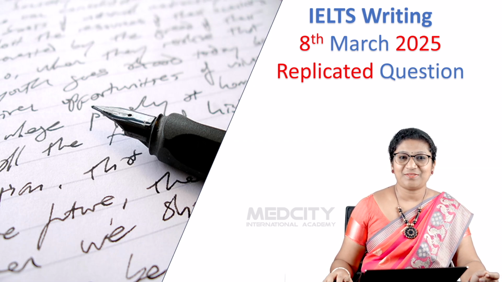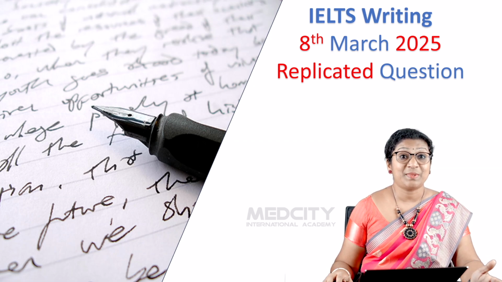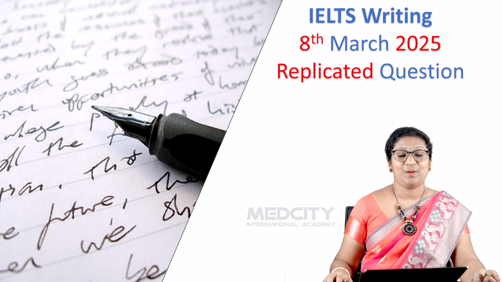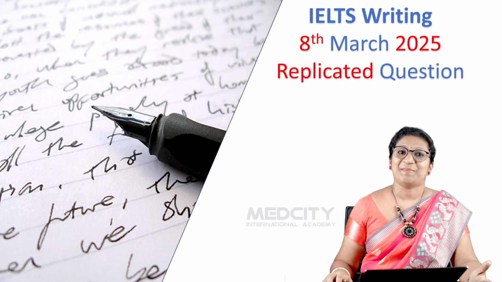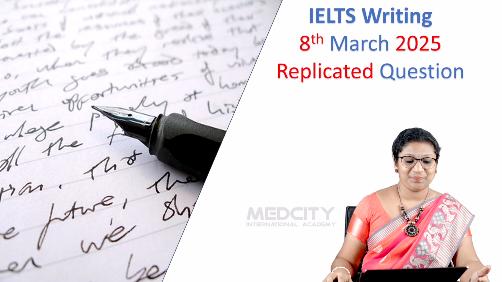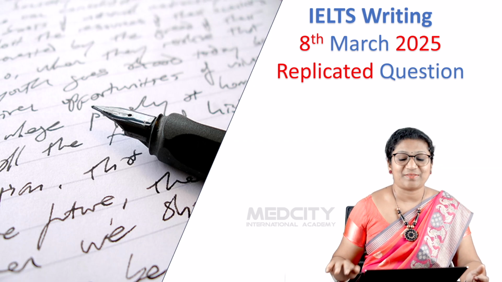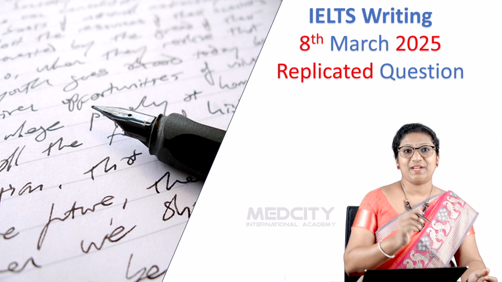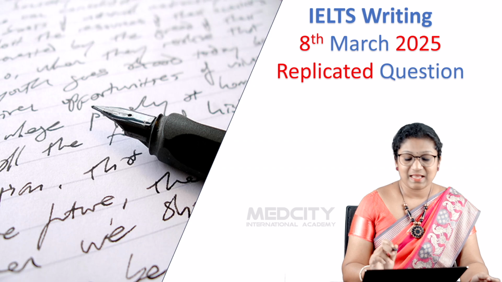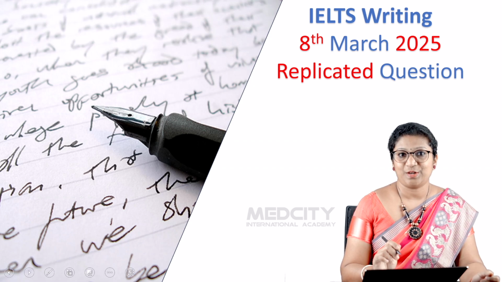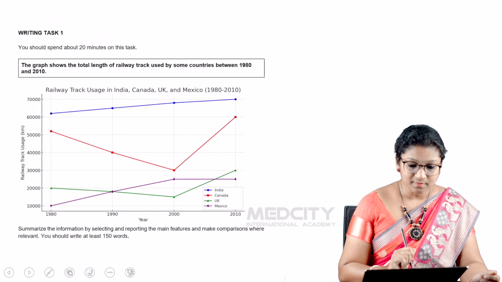Was it a bar graph, a line graph? Was it a table? Was it a pie chart? Was it a process diagram, or was it a map? Well, it was a line graph. So what you can see on screen right now is a question that appeared on 8th of March.